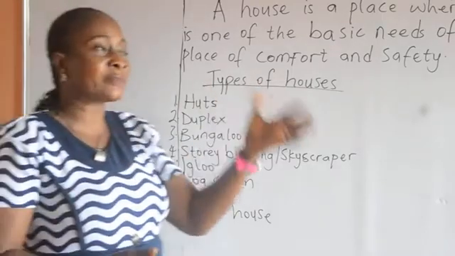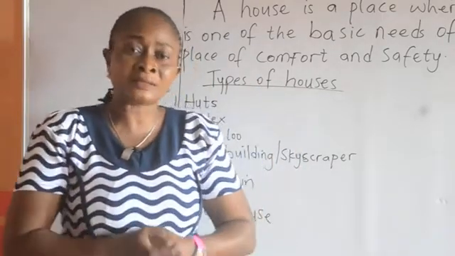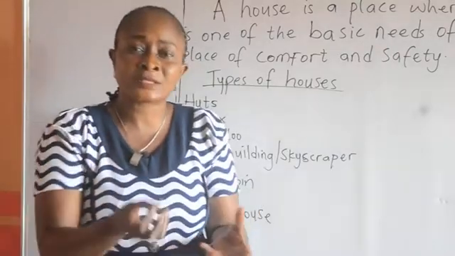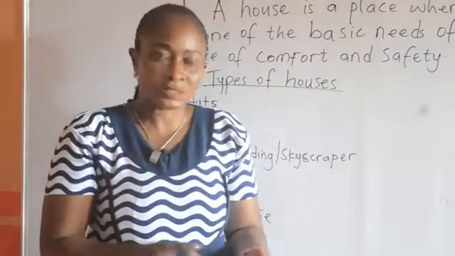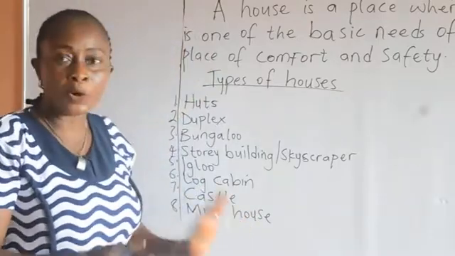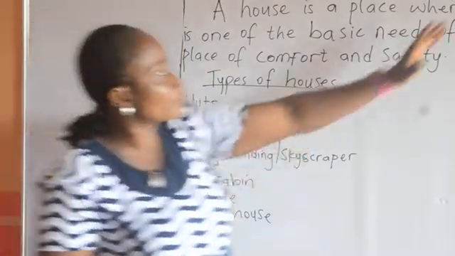Then we have the mud house. Mud house is the type you find in the villages, in the urban settlement, and it's built with mud. So mud house is built with mud. Good. Then we move to population.